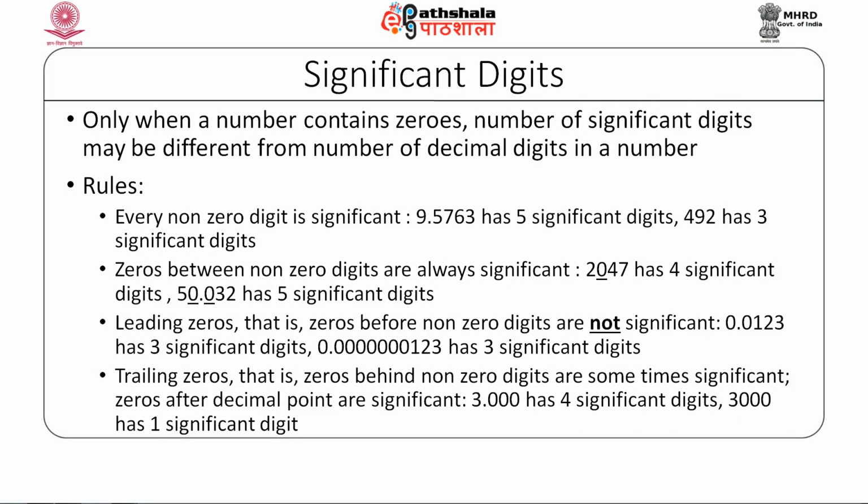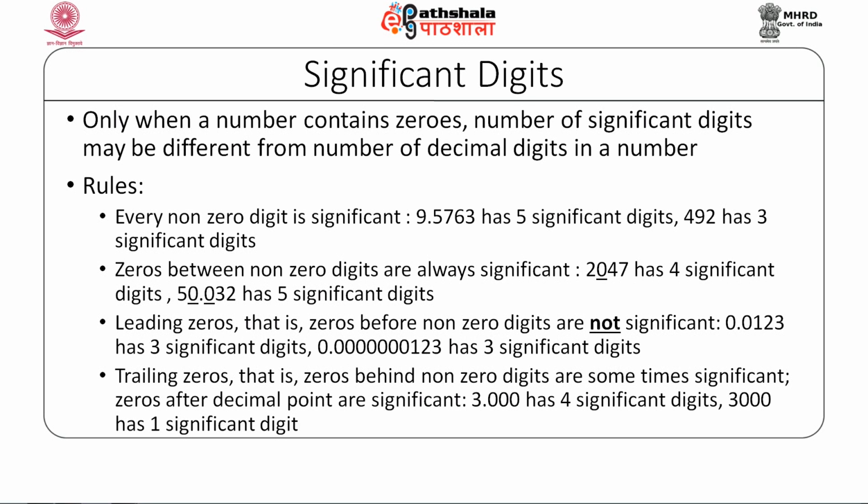So, let us learn the rules one by one. When is a digit said to be a significant digit? The first rule is every non-zero digit is significant. So, if a number does not have a 0, all the digits are significant. For example, 9.5763, all the digits are significant, it has 5 significant digits. Similarly, 492 has 3 significant digits.